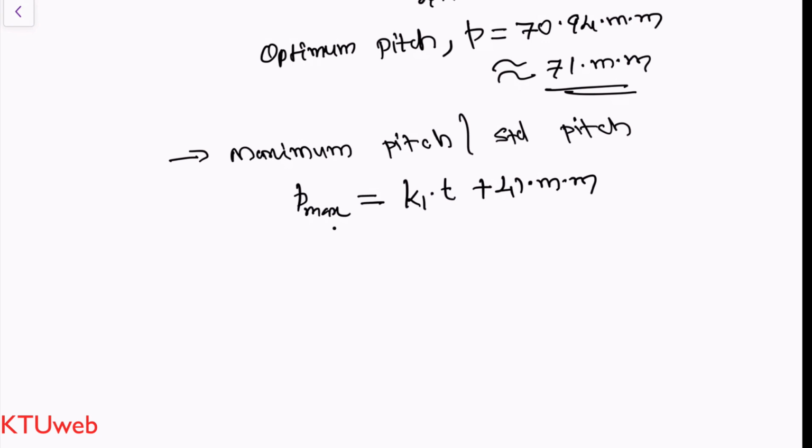This is under consideration of certain safety, and all the countries have their own regulations, and we are using the Indian standard to solve this problem. Okay, here we have to find two values. First thing is K1, another thing is T, that we have as 13 mm. To find K1, you have to check with your data book.